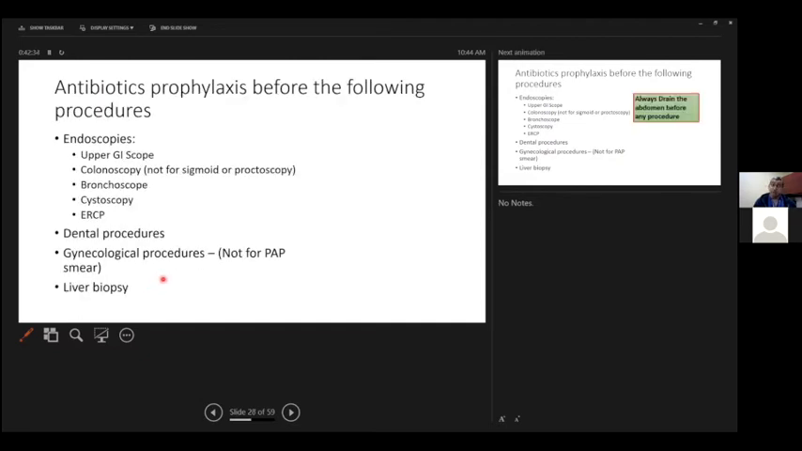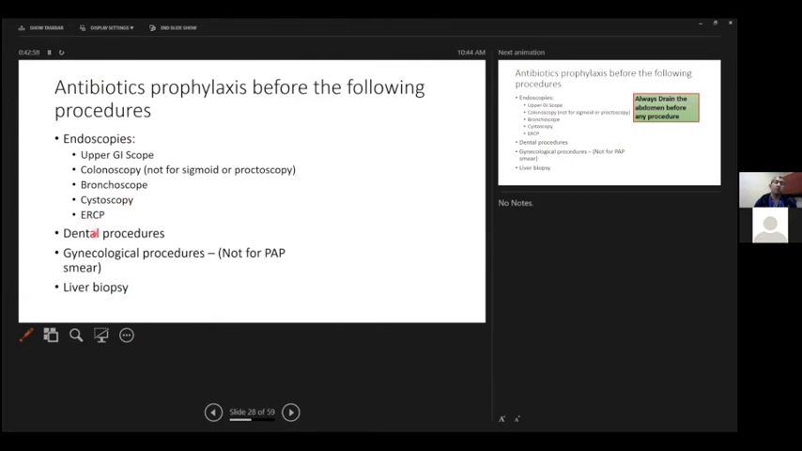How do you prevent it? So always remember to do the prophylaxis before procedures, and that is almost all procedures. If you put a scope inside the mouth, you want to give it. You put a scope inside the colon, you want to do it. You put in a bronchoscope, you want to do it, because the respiratory epithelia will have bacteria in it. Cystoscopy as well as ERCP.